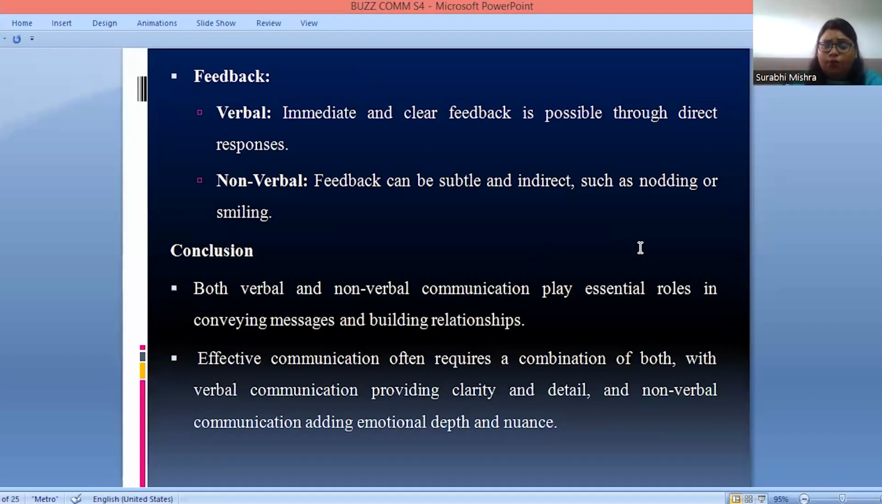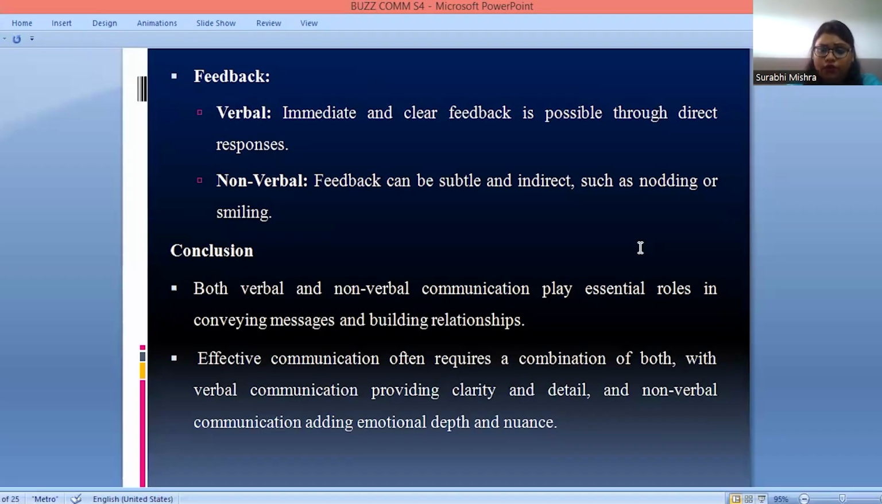So I hope it's very much clear that in verbal there are three forms: the oral communication, the written communication, and the audiovisual communication. But when we talk about non-verbal, it comes to the facial expressions, the body language, the gestures, and the touch and the proxemics, right? All these things come under non-verbal communication.